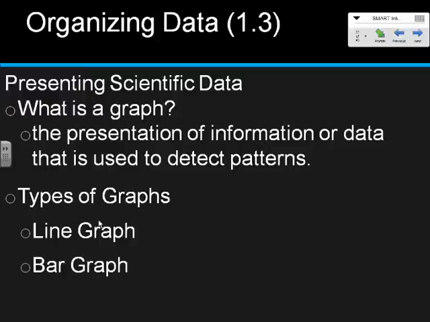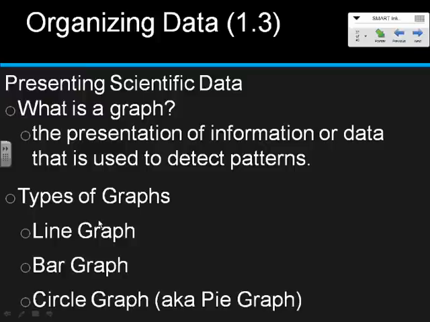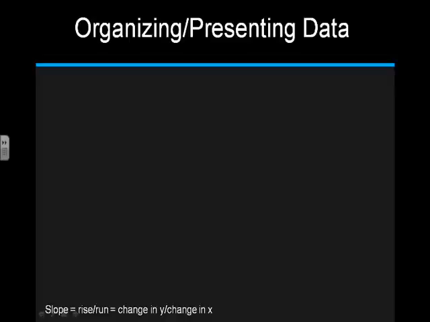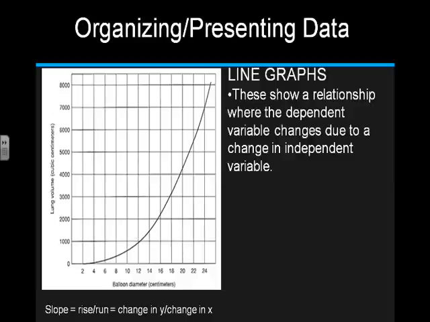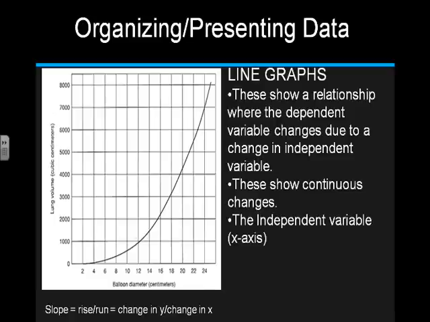Now, the types of graphs are line graph, bar graph, and circle graph. Sometimes the circle graph is called pie graph, so just be familiar with both ways. So let's look at an example of a line graph. This is an example of a line graph, and line graphs help show the relationship where the dependent variable changes because the independent variable is changing. Line graphs always show continuous changes. The x-axis, which is the one that's horizontal down here, is always the independent variable. So on this graph, we know the independent variable is the balloon diameter.